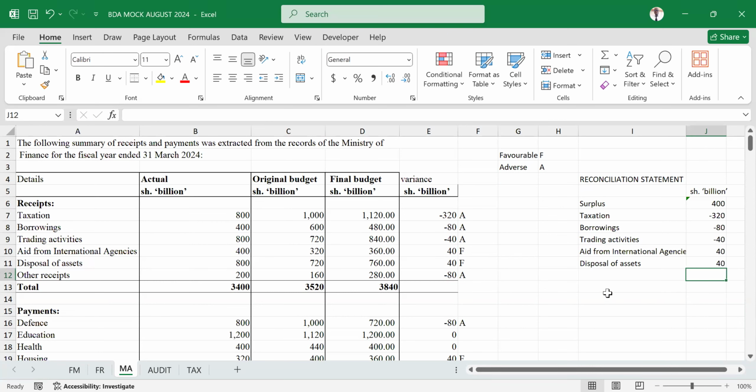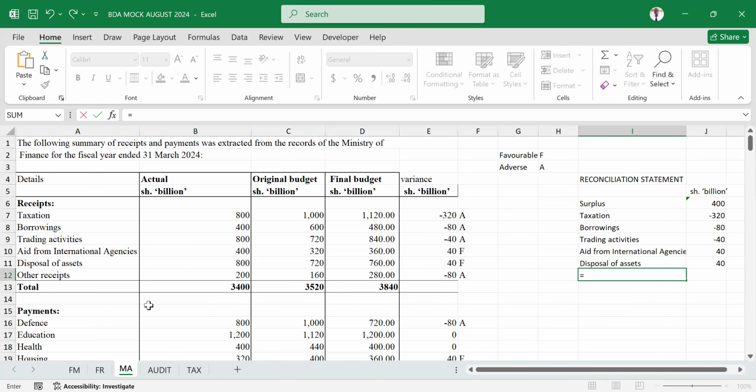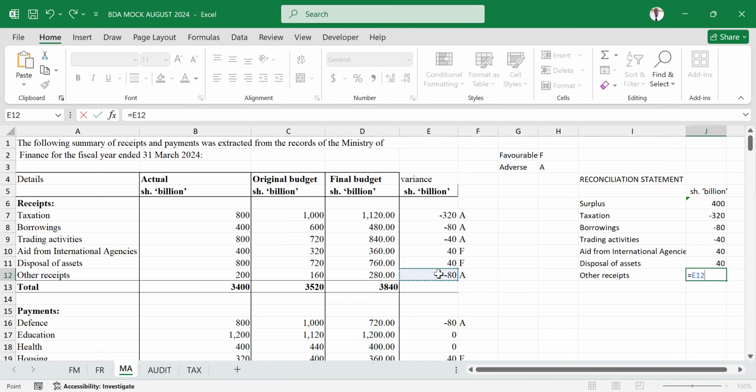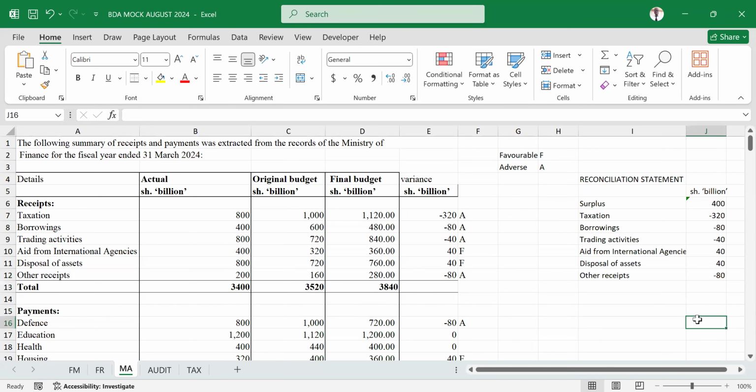We do the same on other receipts. We expected to receive other receipts of 280 billion, but we only got 200. So means we lost opportunity to receive 80 billion. That's why we have it as an adverse. So we also bring it there like that. Now, that is on receipts.